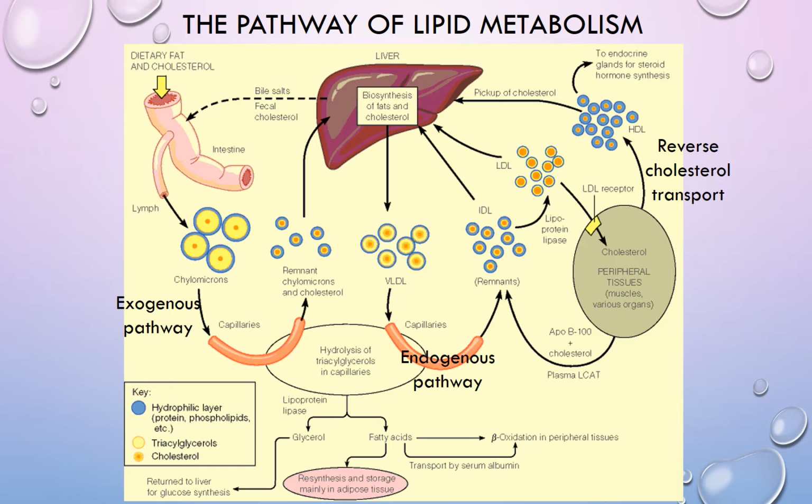The diagram shows the pathway of lipid metabolism. There are 3 pathways of lipids. The first is the exogenous pathway that only involves the chylomicrons. The second pathway is the endogenous pathway, which involves the VLDL, the IDL, and the LDL. The third pathway is the reverse cholesterol transport, which involves the HDL.